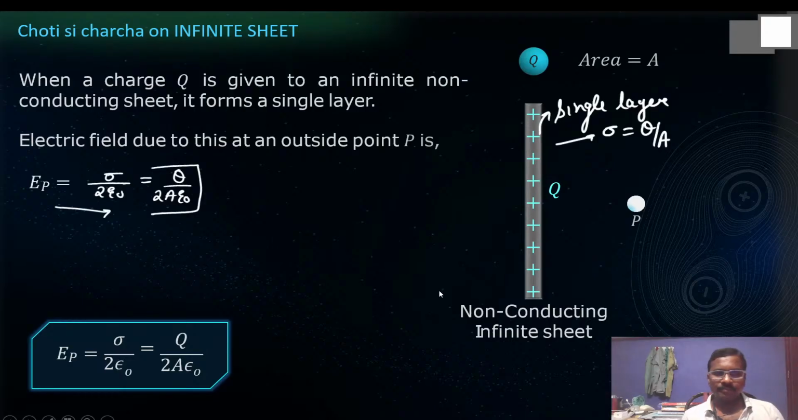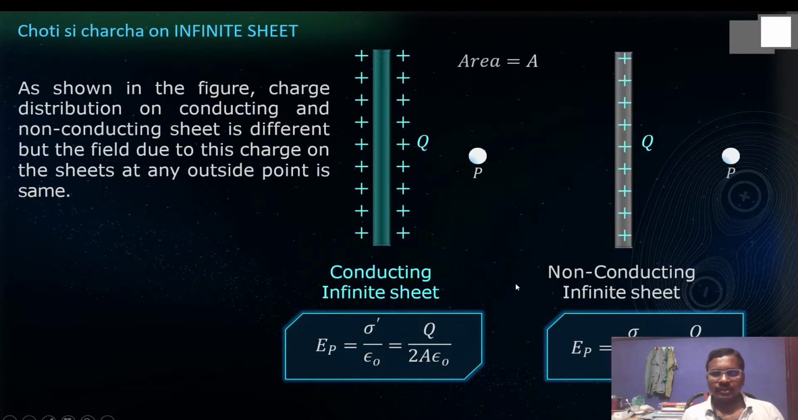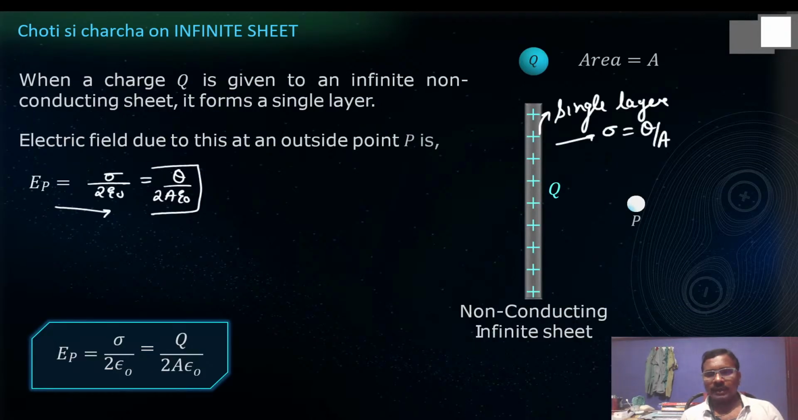So let us see, this is the single layer. Now, non-conducting infinite sheet. If it is a non-conducting infinite sheet, what happens? The charge stays where we give it, it will be there only. So E equals sigma by 2 epsilon naught. Already we calculated how we got this.